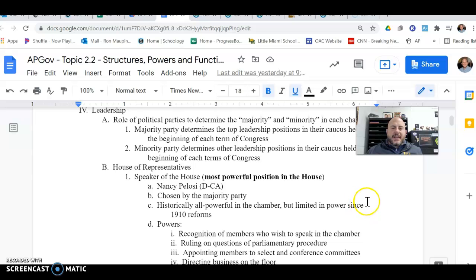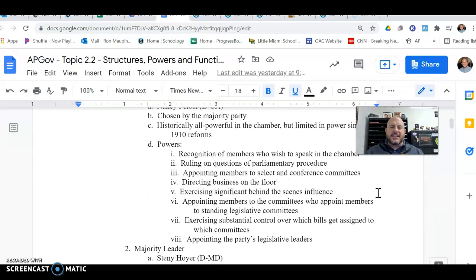Now, what does it mean to be Speaker of the House? Well, as we said, you're chosen by the fellow members of your party, and you are massively powerful. Way back in the day, in the late 1800s, for example, Speakers of the House were almost demigods in terms of their power within that chamber. But the Progressives put in some limitations on the Speaker's power. But even still with those limitations, the Speaker is by far the most powerful person in the chamber, and once again, arguably the most powerful person in the entire legislative branch.